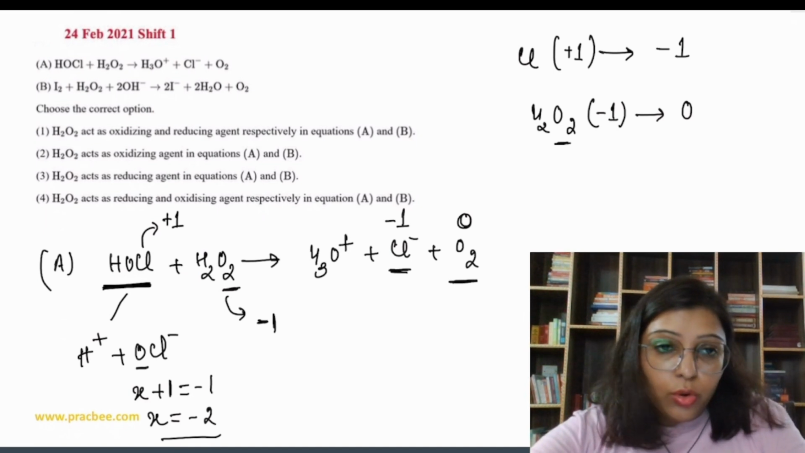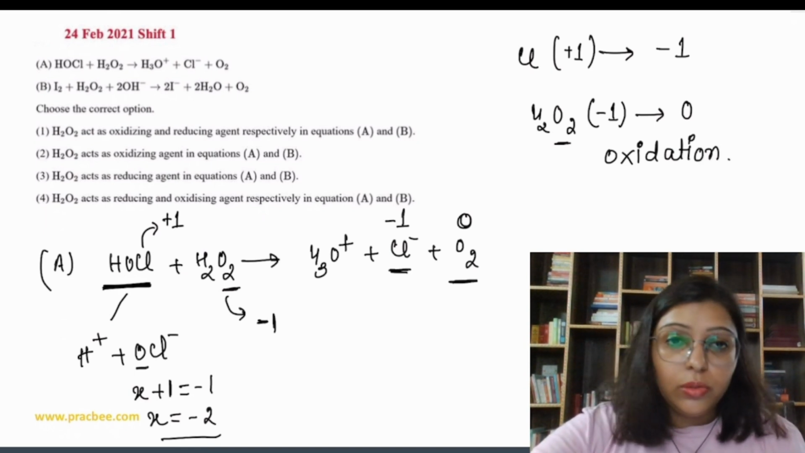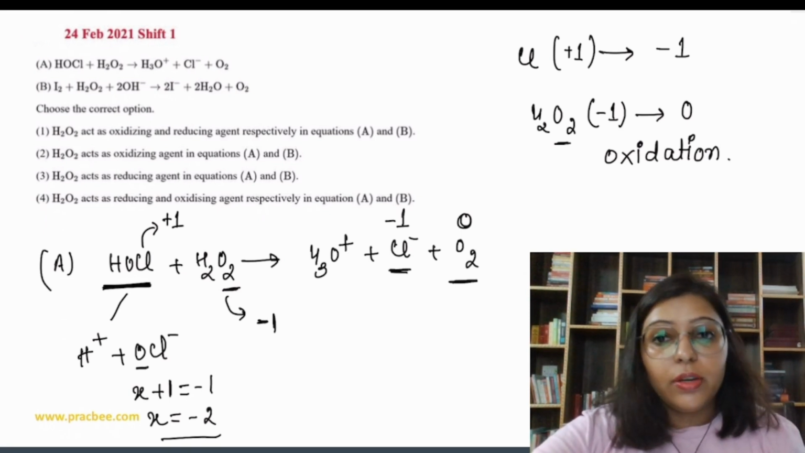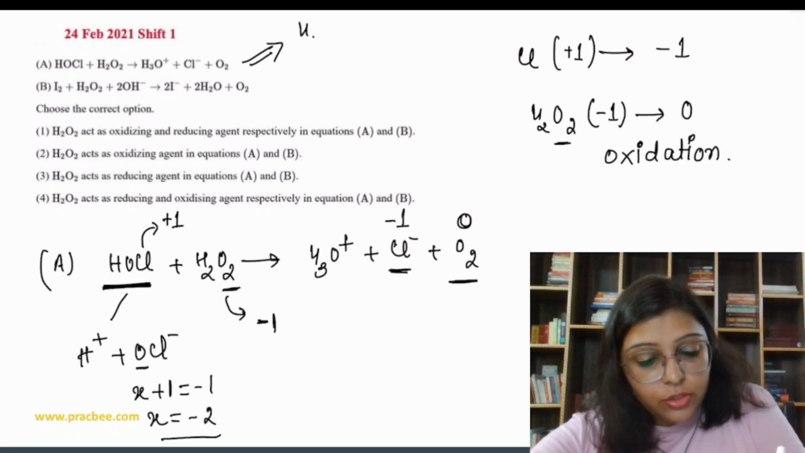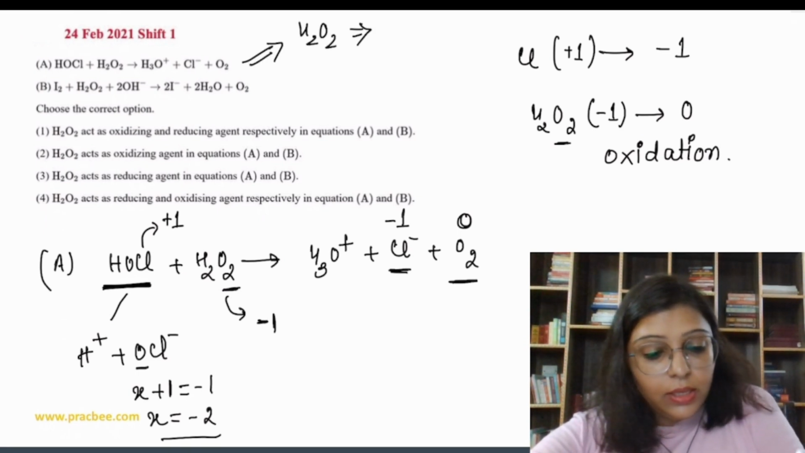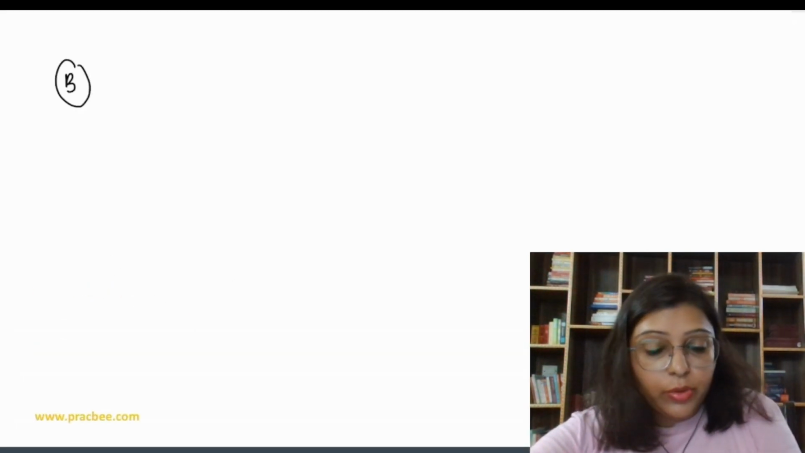So H2O2 is oxidized. Oxidation of H2O2 occurs, so this is going to be the reducing agent. What is a reducing agent? One which reduces others and itself gets oxidized. So in this reaction, H2O2 is the reducing reagent. Okay, now let's see equation number 2.